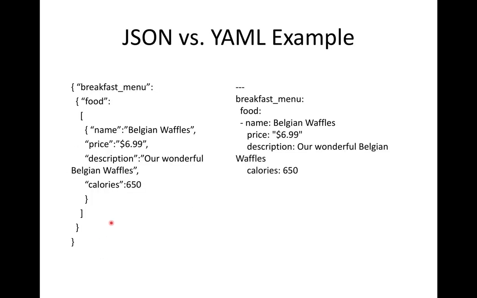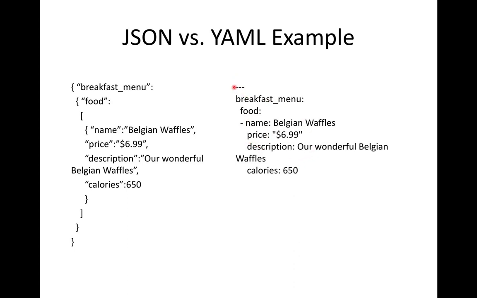Let's look at a quick example showing how you might convert JSON into YAML, or what the YAML file looks like as compared to JSON. These two data files are describing the exact same object. On the left, we have the object described as JSON. On the right, we have it described as YAML.